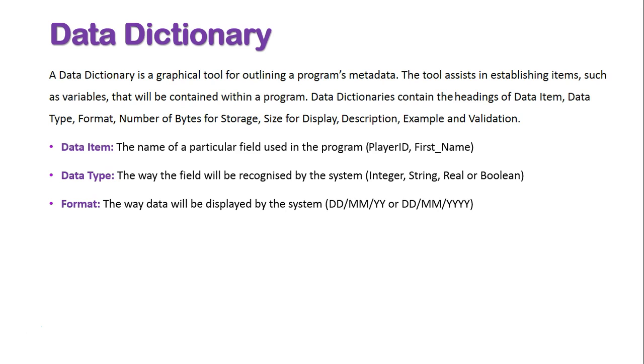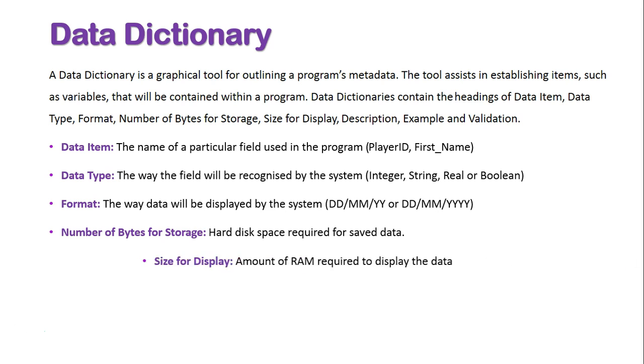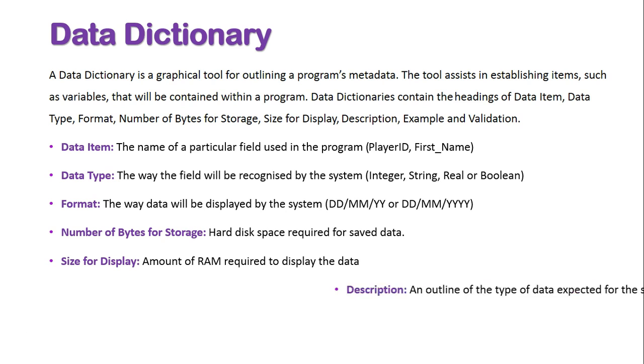The format is the way data will be displayed by the system. So as we can see here, the day can be displayed in two types of formats. We can have day, month, year, or day, month, year. So one will say just 17 and the other year style will say 2017. The number of bytes of storage relates to how much hard disk space is required to save the data, but on the other side we have the size for display, which is the amount of RAM that is required to display the data on screen.